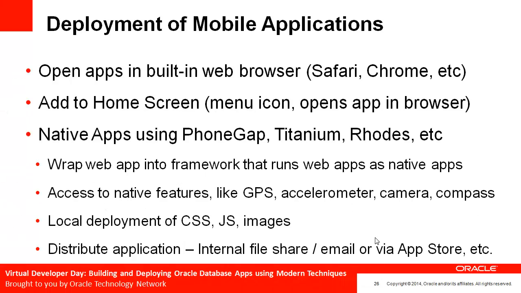When you've provided the URL, all the end users need to do is open up their web browsers and type in that URL. They can add it to their home screen. And as I was saying before, if you choose to, you can utilize tools such as PhoneGap and Titanium to wrap those applications and make them into a native application that can be installed onto the smartphone.